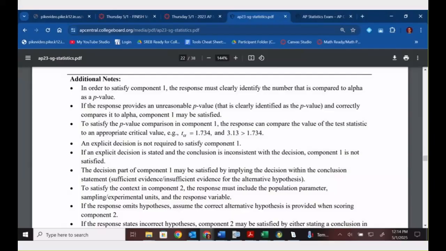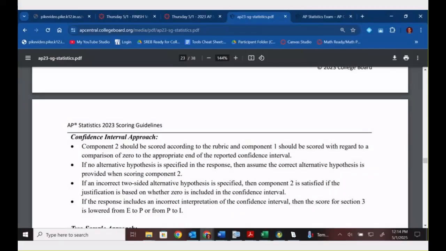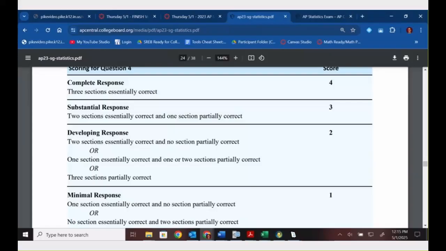Any other questions about scoring here? All right, let's give yourself a numerical score. Because we graded in 3 sections, that means 3 E's is a 4, 2 E's and a P is a 3, 2 E's and an I, 1 E and 2 P's, an E, a P, and an I, or 3 P's is a 2, an E and 2 I's, or 2 P's and an I is a 1. Anything else would be a 0.